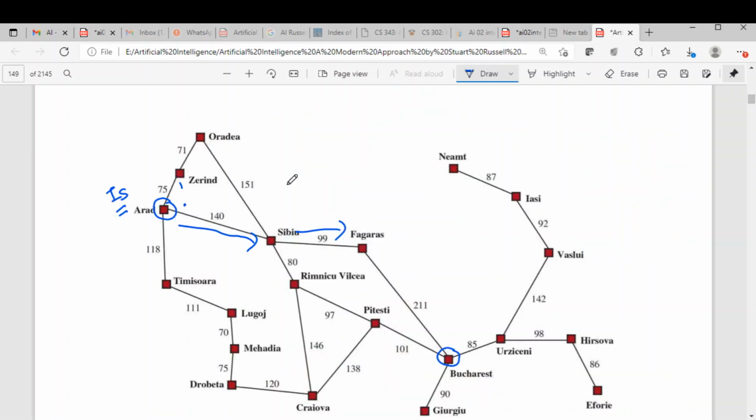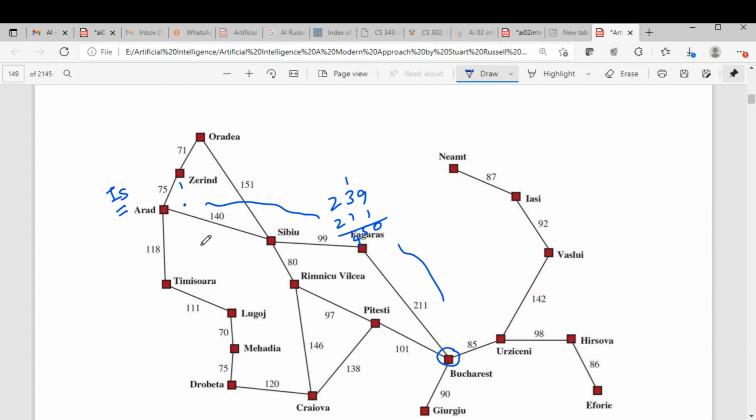If you observe this graph of reaching from Arad to Bucharest, the greedy best first search is following this path, 140 plus 99. What is that? 239. Okay, 239 plus 211. What is that? That is 450. The actual cost of reaching Bucharest is 450.